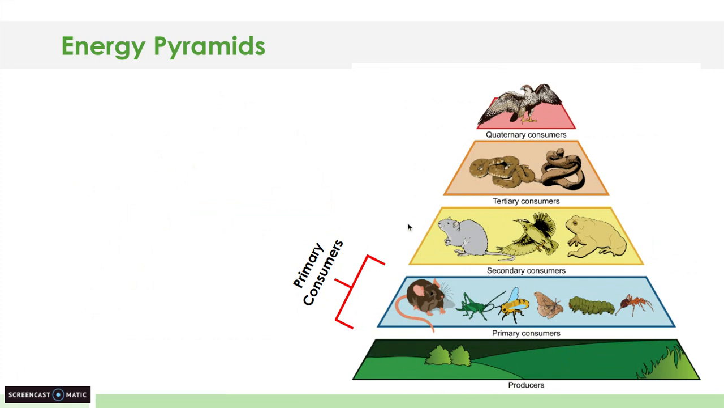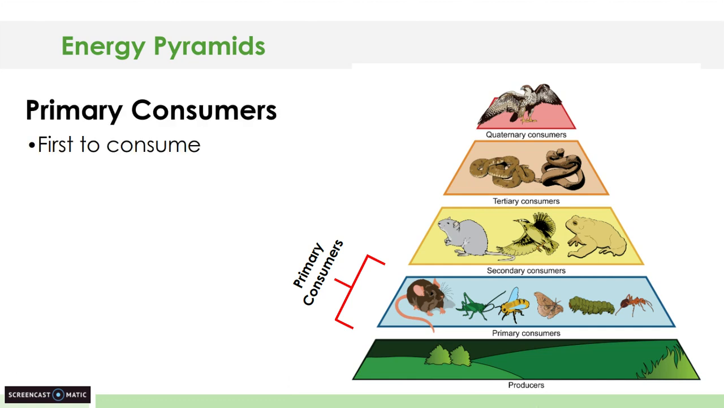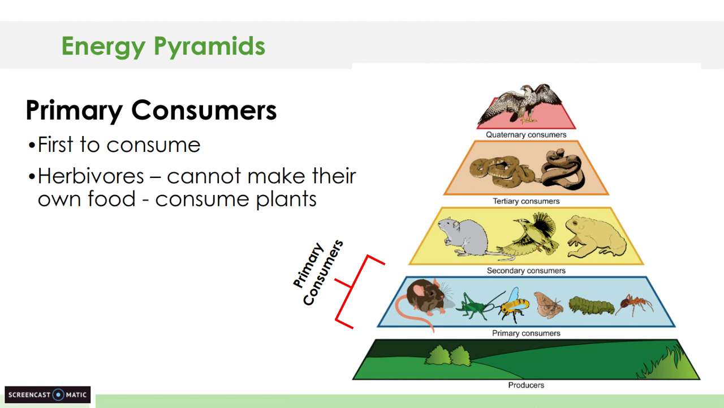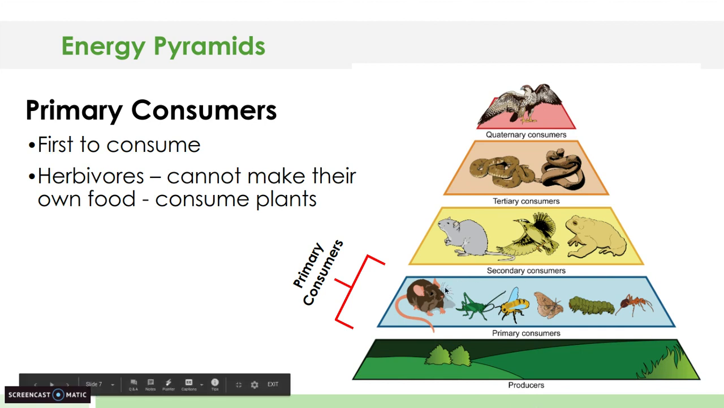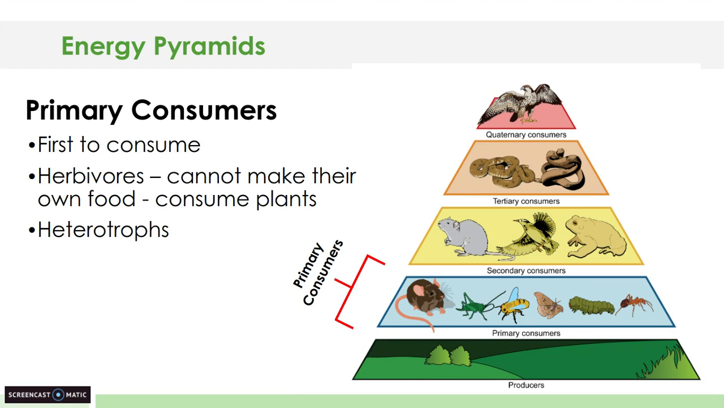So first we have primary consumers, which are right above the producers. They're the first to consume, all right, because remember, producers don't consume. They get their energy from the sun. Primary consumers are herbivores, so they cannot make their own food, and they only consume plants. All right, so here we've got some insects, we've got a mouse. They're heterotrophs, remember, because they cannot make their own food.